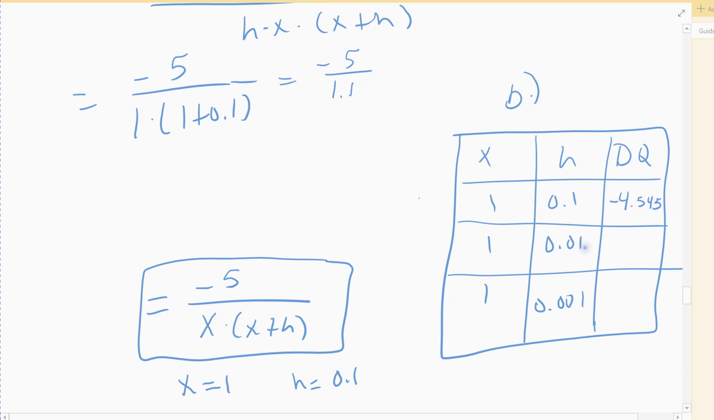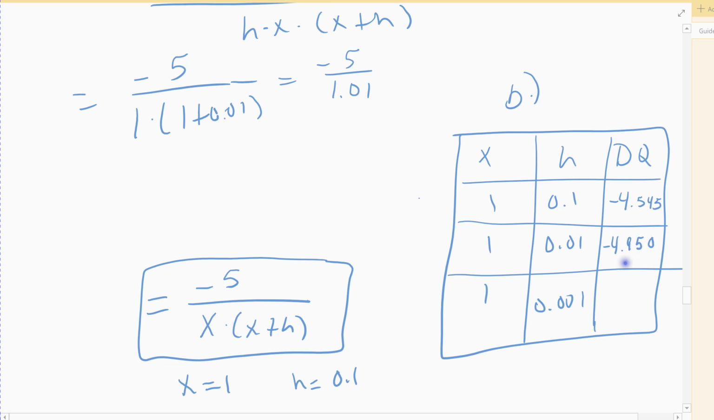All right, then we're going to do the same thing. And so what this means is, on average, from 1 to 1.1, the function's decreasing, because it's negative, by 4.54. Now you do the same thing, but for a 100th. So this is only going to change up here. This is going to change to 0.01. You take negative 5 divided by 1.01. It comes out negative 4.950.